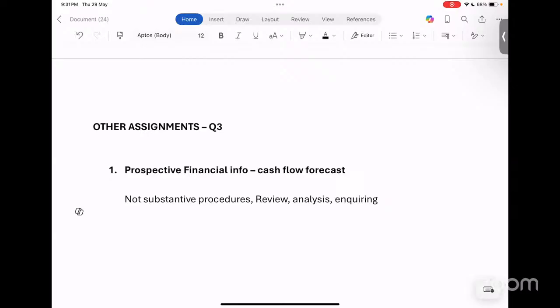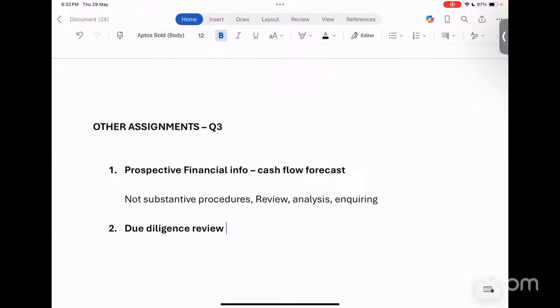Then the second other assignment on the same note is due diligence. Due diligence is when you want to acquire a company and an audit firm is hired to review the financials of that target company. Is that target company genuine? Should we acquire it? Do we have the correct valuation of that target company? That's what we see in the due diligence review.